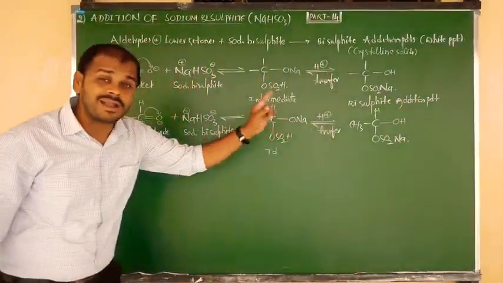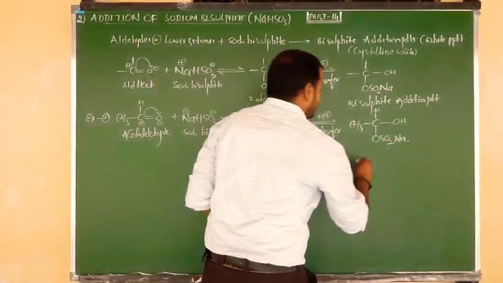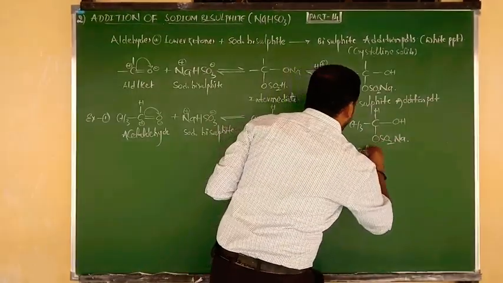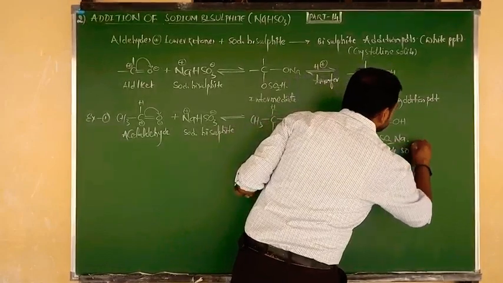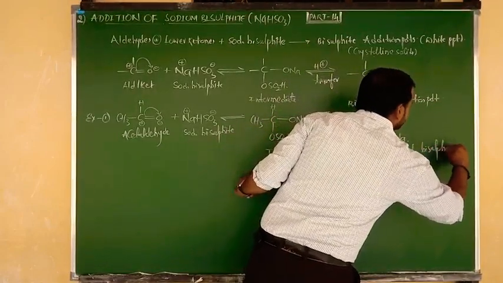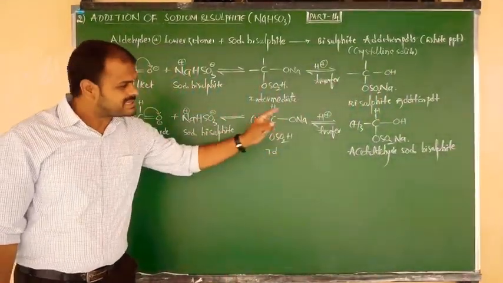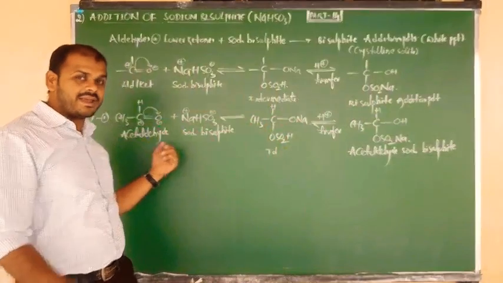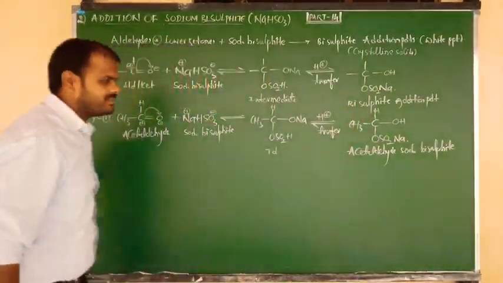But that bisulfite addition product is coming from where? Acetaldehyde. So we have to say that the product name is called acetaldehyde sodium bisulfite. Product name is what, Nana? That is the product, the bisulfite product coming from where? Acetaldehyde. That's why we have to say acetaldehyde sodium bisulfite.